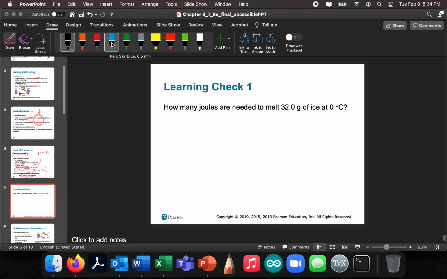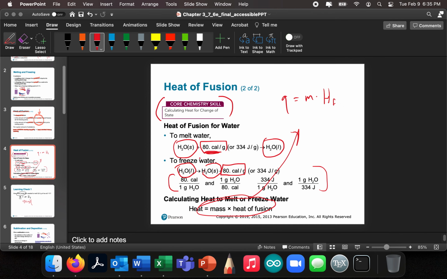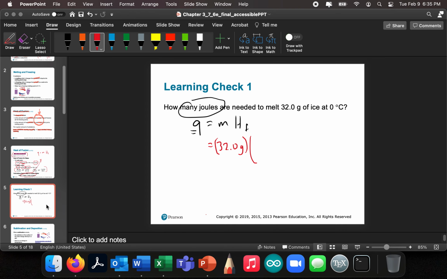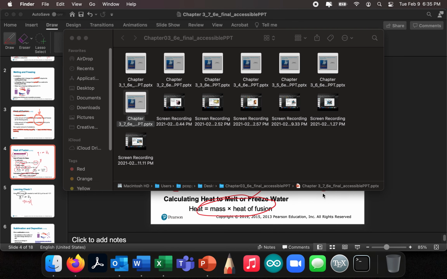Okay, I'm going to suppose that you did in fact cooperate and you paused it. Q is equal to M times HF. How many joules are needed? That's the heat right there. So to melt 32.0 grams, there's my mass. And the heat of fusion for water, remember, was 80 calories per gram. Let's go back to the previous slide. But just a second here, we're being asked for joules. So that was 334 joules per gram.